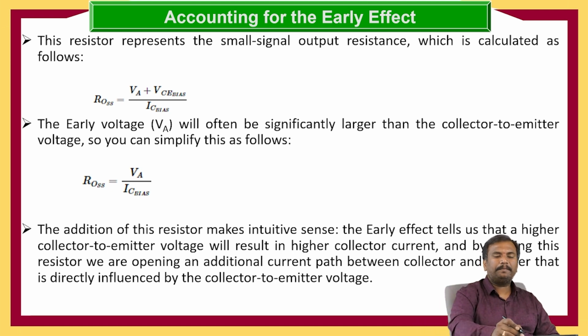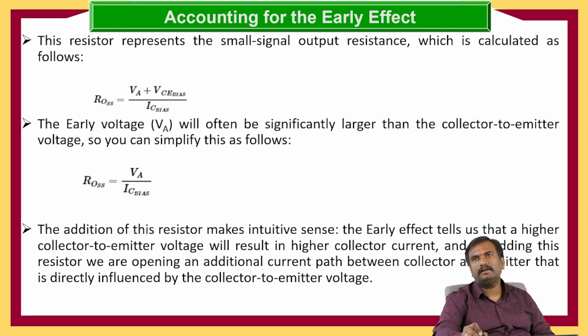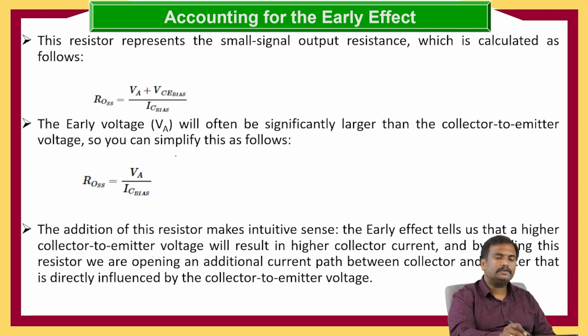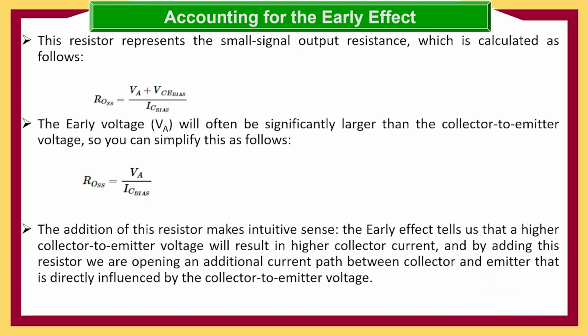And this resistor represents the small signal output resistance, which is calculated as follows. ro is equal to (VA plus VCE) by IC. Here the early voltage VA will often be significantly larger than the collector to emitter voltage, so you can simplify this as follows. ro is equal to VA by IC bias.